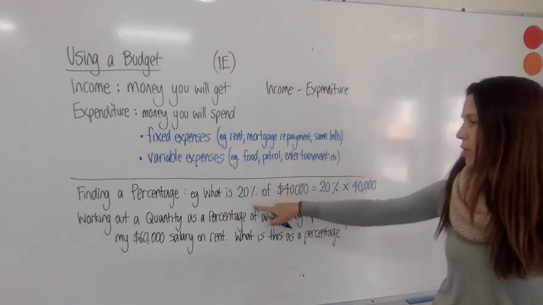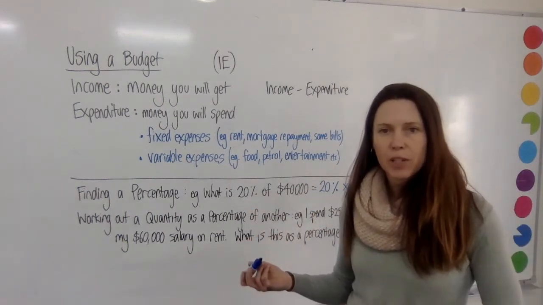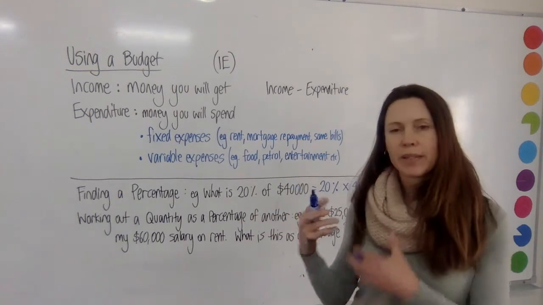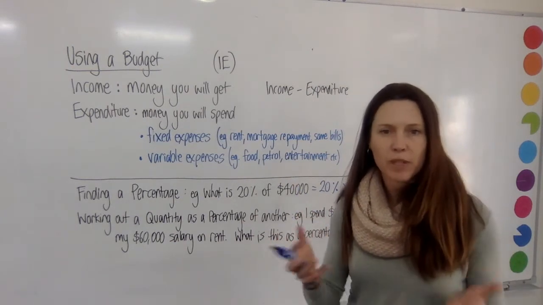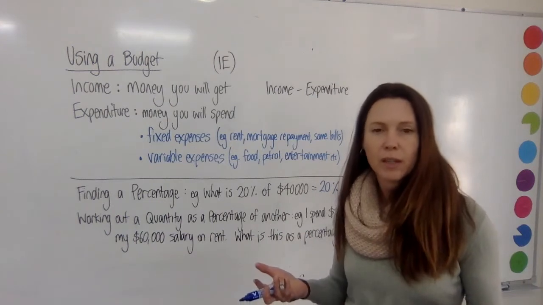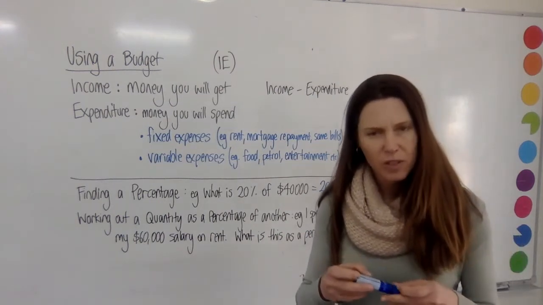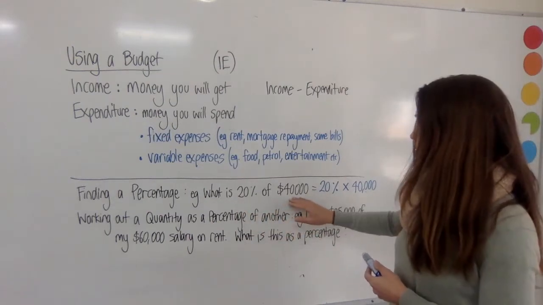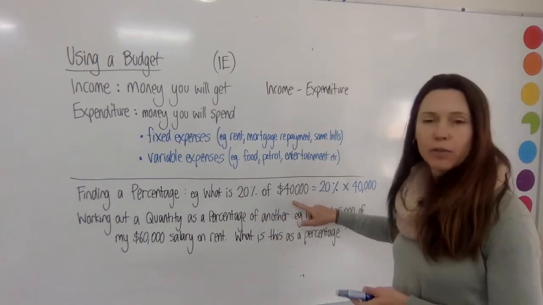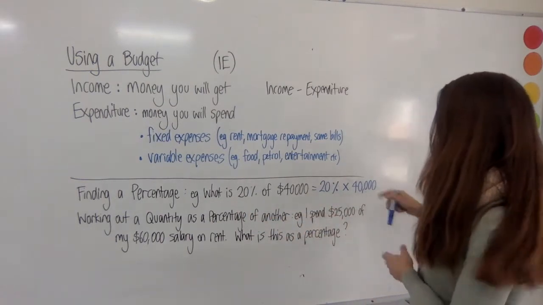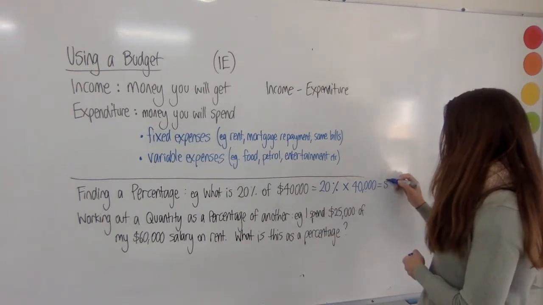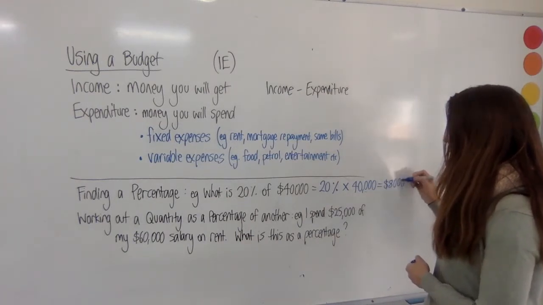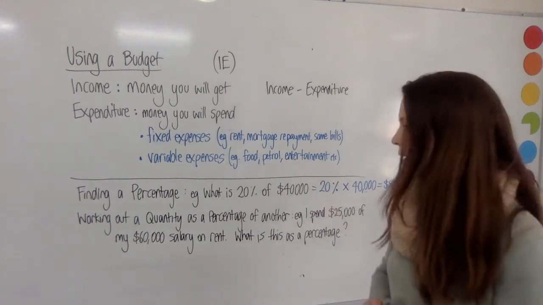Now, why would you want to do that? Well, a lot of people manage their budgets by working out what percentage of their income they want to be spending on a certain thing. That way they can work out if it's too much or not enough. So 20% of 40,000, well, that's a fifth of 40,000. You should be getting $8,000 there when you've done that calculation. And there's a few calculations in this exercise like that.